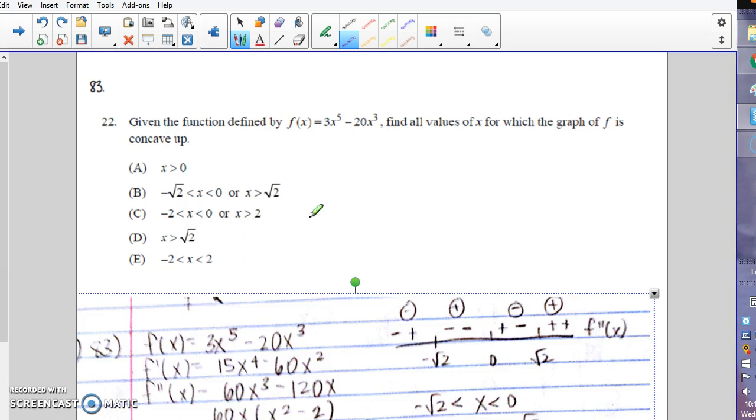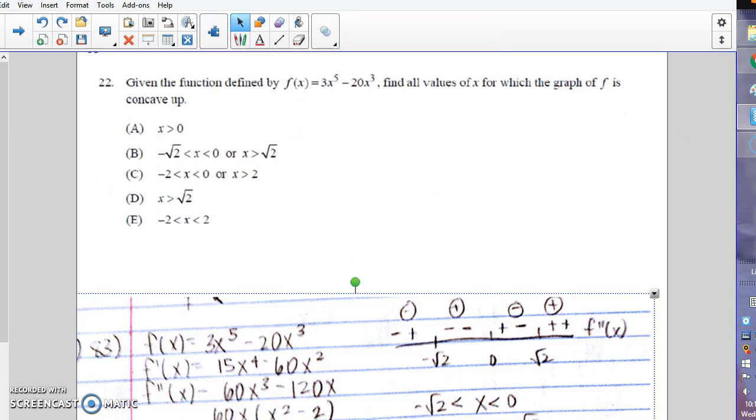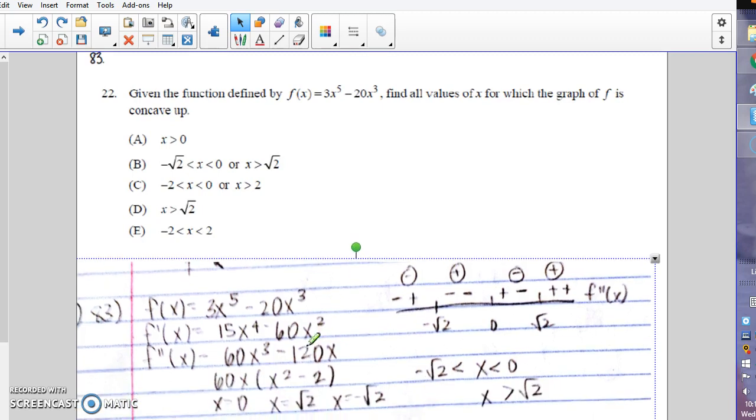You're doing concave up, which is your second derivative. So concave up, second derivative. It's this guy down here. Make sure that you're evaluating all of your points. I mean, you're taking the square root of a number, you get your positives and your negatives.